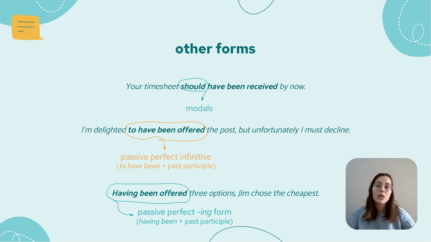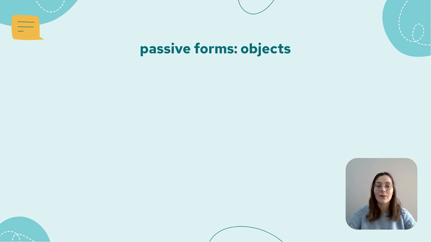So we are all talking about something that happened in the past or didn't happen, as in the case of the first. Your timesheet should have been received by now. It implies that it actually wasn't. Now, let's talk about objects. As you know, objects are particularly necessary when creating a passive construction.